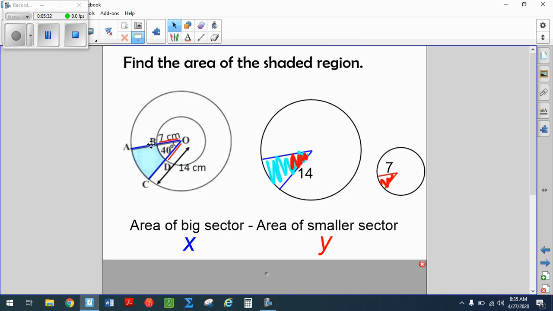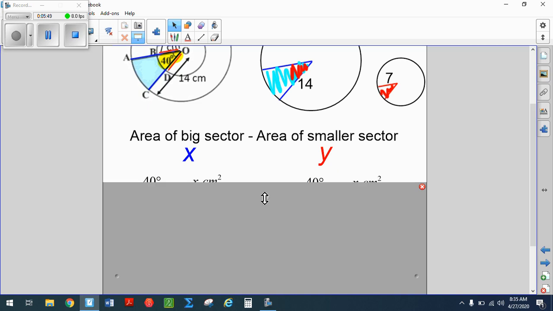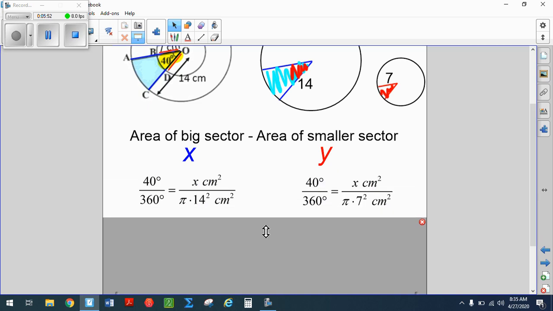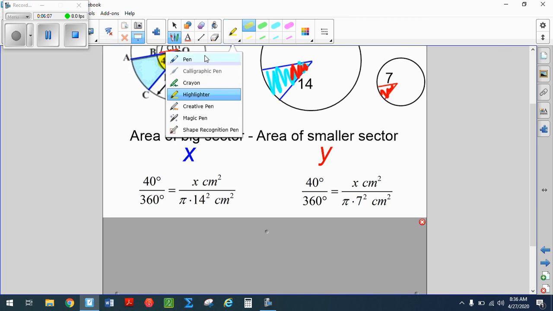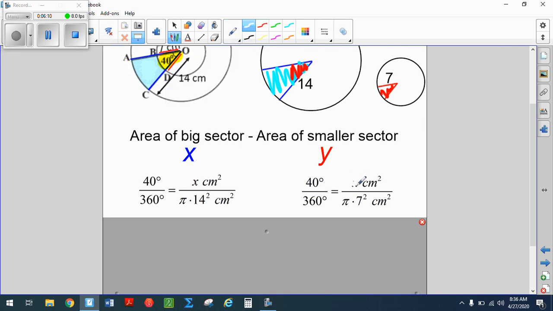So we're going to do two area of a sector problems. Both have an arc measure of 40 degrees. So we're just working with the 40 degrees, and then we have the two different radii. To set those up, it looks like that: 40 degrees over 360 is equal to the area of the sector. I want to call those x and y. Sorry, it looks like on my second one I forgot to change my x to a y, so I'll just fix that.